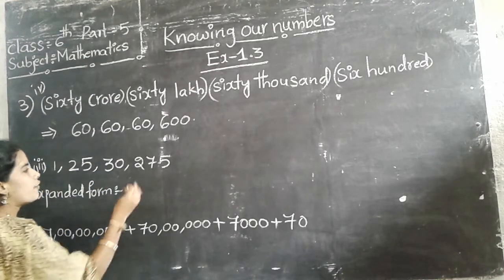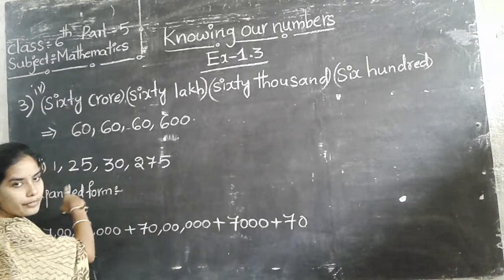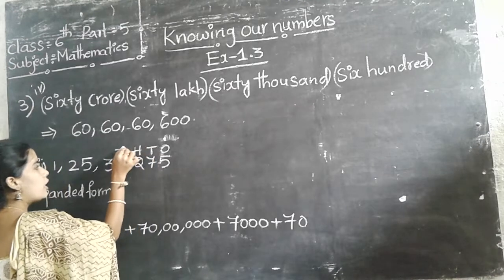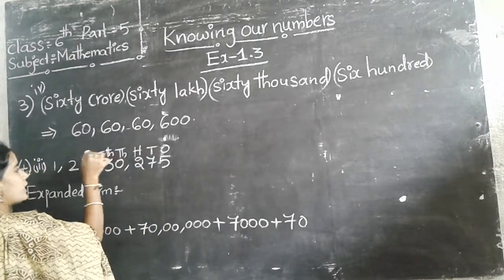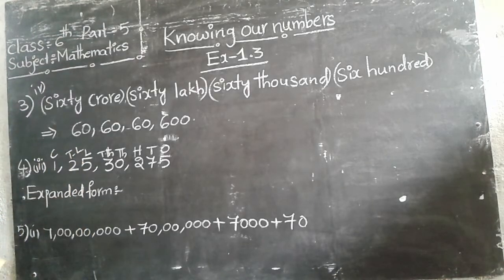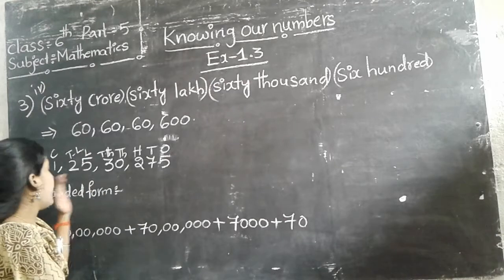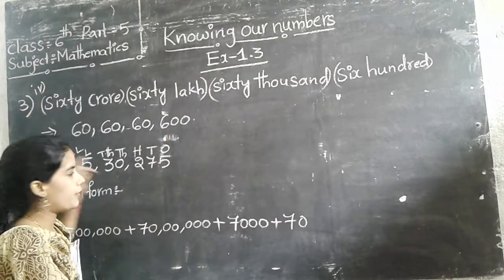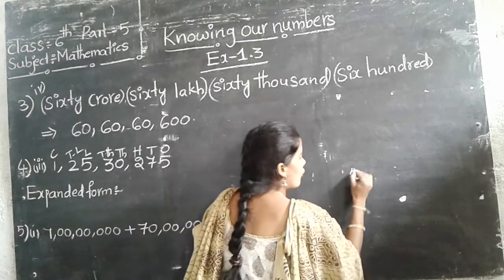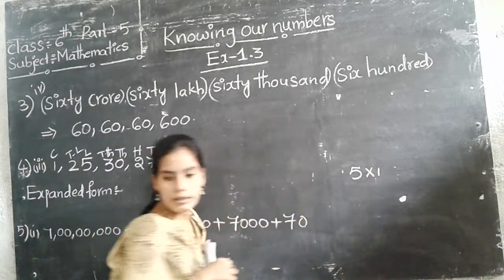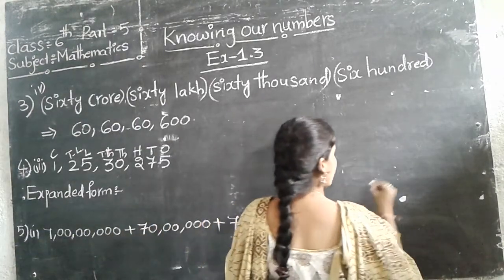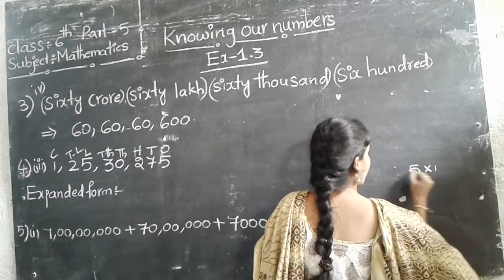So children, first write down the place values of the given number: 1s, 10s, 100s, 1000s, 10,000, lakh, 10 lakh and last one is crore. First we have to write the expanded form from right to left. What is the first digit? That is the 1's place. That's why we have to write 5 into 1.